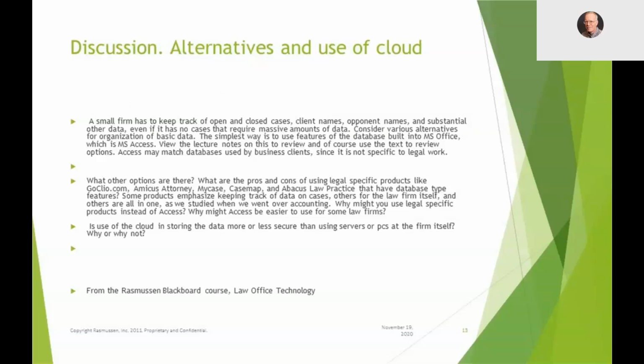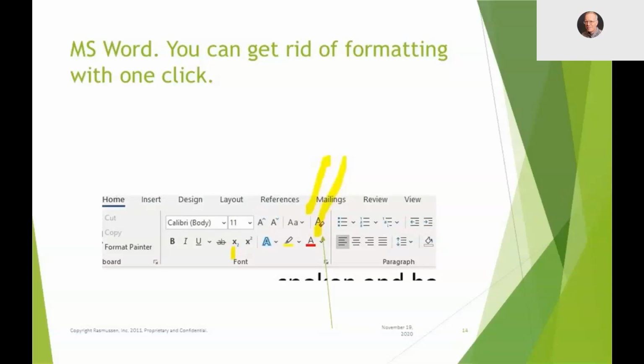So think about these choices as you do the discussion, and just look them up. Again, one of my favorite ways to look at alternatives is to just go to lawyerist.com. With Microsoft Word, I think this is kind of neat. You can delete formatting with just one click, but you have to find the little icons. The little eraser icon. See that?